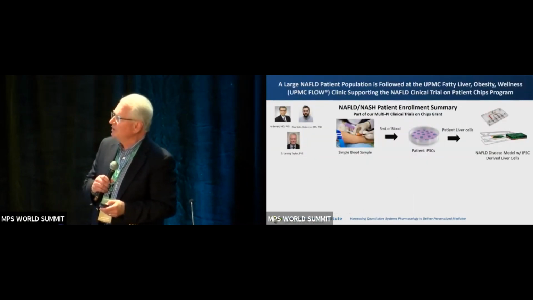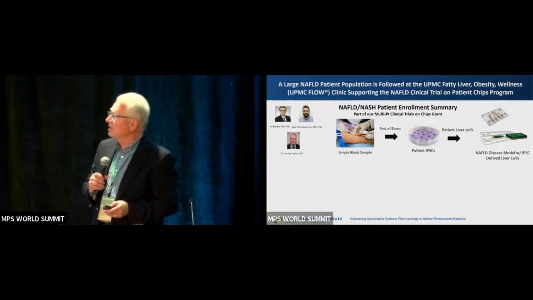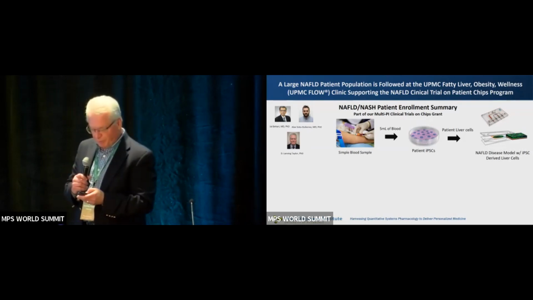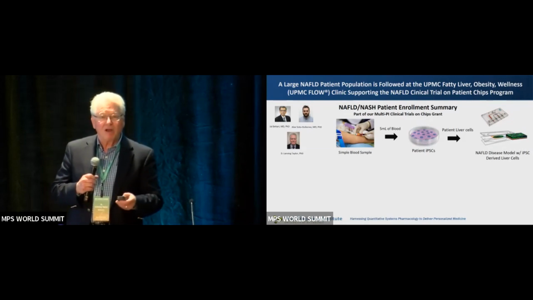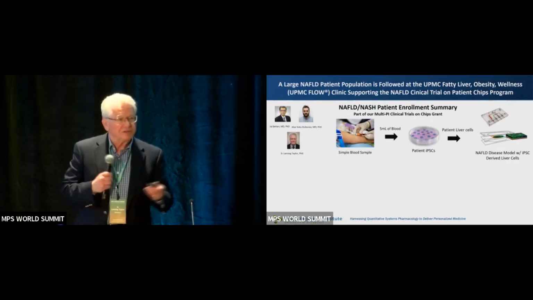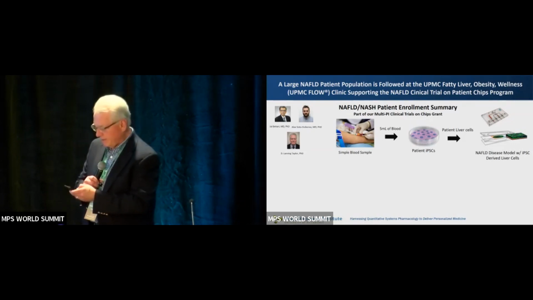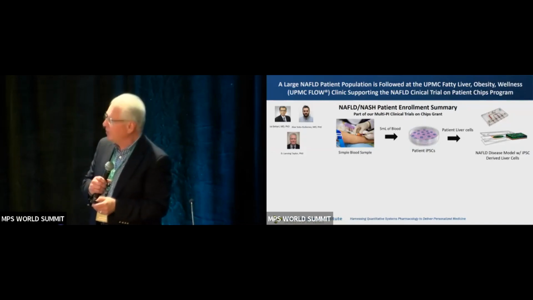So we have a large NAFLD patient population that we follow in the UPMC Fatty Liver Obesity Wellness Clinic that supports the NAFLD clinical trial on patient CHIPS program. We start by taking blood samples from these patients where we have all of the clinical data on each one of them. Using their blood cells, we generate iPSCs, and then we take those and drive those to the individual cell types that we want, and they can be put into the chips to build that individual on a chip.